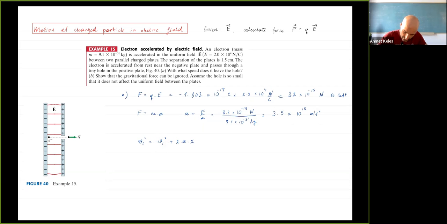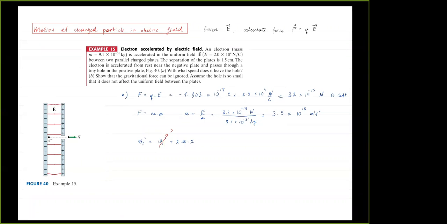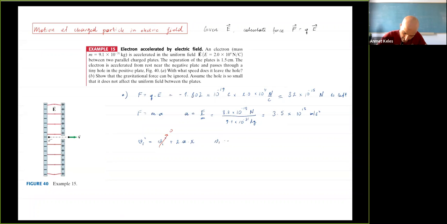Let me choose a different color. This guy is 0. So V final is equal to the square root of 2 times a times x. And if I put in these numbers, 2 times a, I just obtained 3.5 times 10 to the 15 meter per second square, times the distance, which is given somewhere over here, 1.5 centimeter. This is 1.5 times 10 to the minus 2, right?